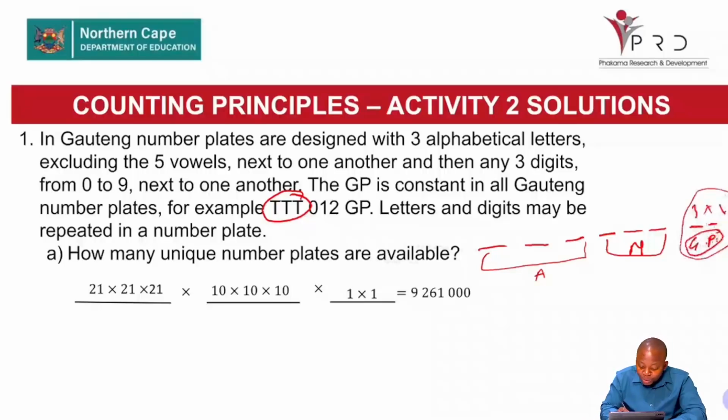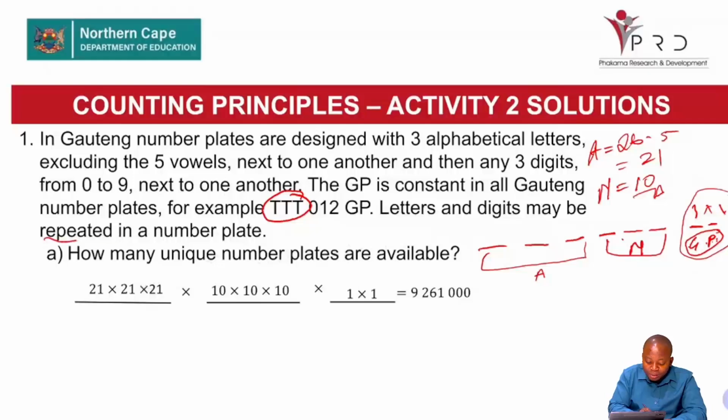So how many options do we have? We have alphabets. It's excluding 5 vowels. We have 26 minus 5, which is how much? 21. Right. Then numbers. How many numbers do we have? 0 to 9 is 10 numbers. So we have 3 spaces for numbers. We have 3 spaces for alphabets. Now, how many options do we have? The letters might be repeated in the number plate. So we can now have 21.